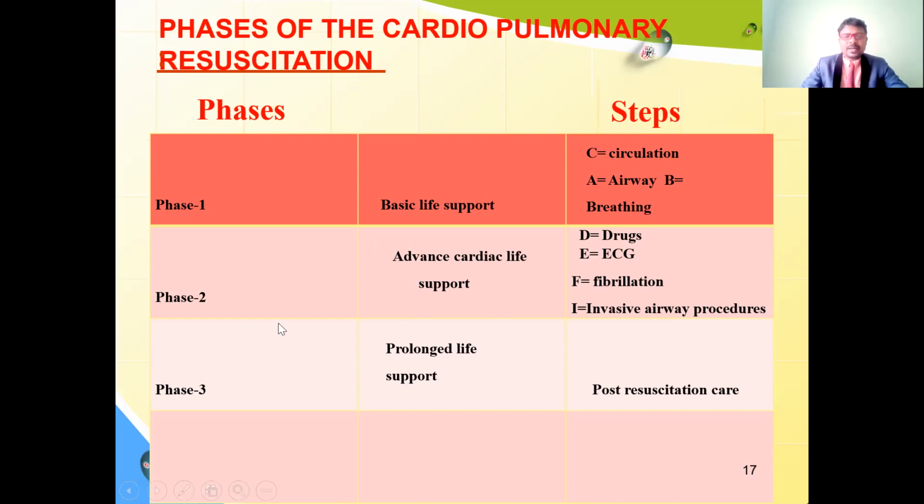And in phase 3, that is going to be the prolonged life support. Prolonged life support means, after completing the recovery, how we are going to maintain their life throughout. That is the post resuscitation care. After stabilization of the patient's heart rate, breathing rate and oxygenation, we have to improve their quality of life. So these are the 3 phases of cardiopulmonary resuscitation.